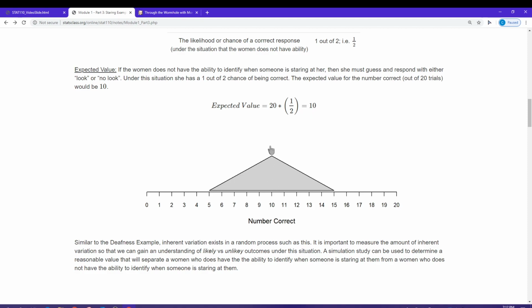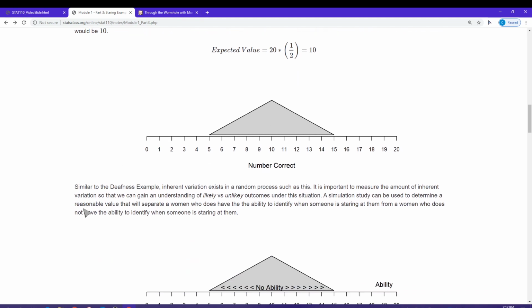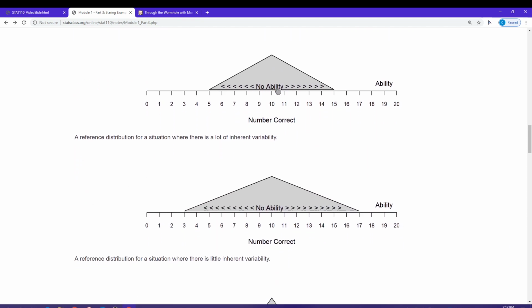So once again, we're going to have our pyramid centered at 10, and then we're going to have that inherent variation that exists above and below that value. So here, we're going to have that pyramid shape, or that reference distribution is what that's called, and the shaded region is going to be the situation of no ability. Now, if this woman has the ability, then she's going to be scoring more correct than what we would expect from an individual with no ability. So if a value is on the upper end of this distribution, that is going to indicate that they have the ability to identify when somebody's staring at them.